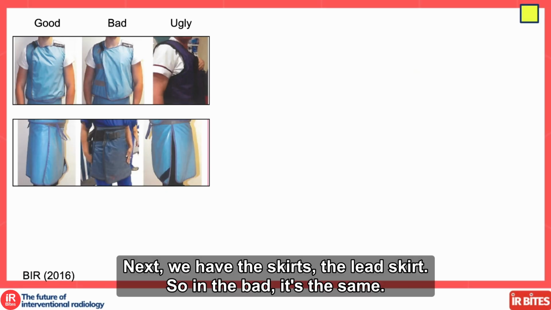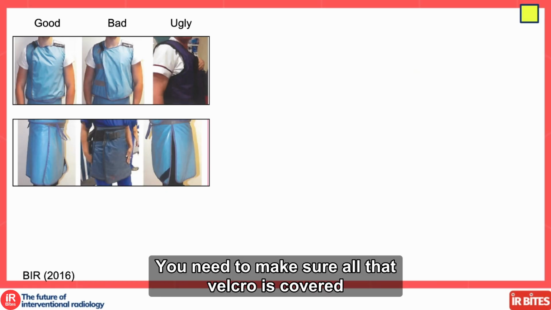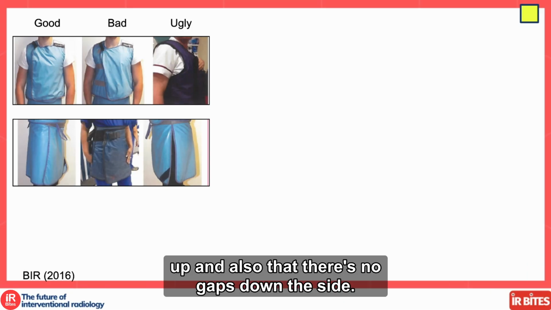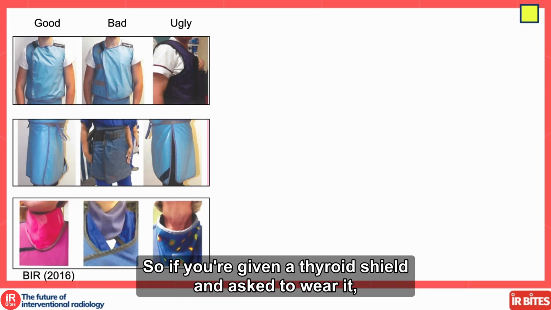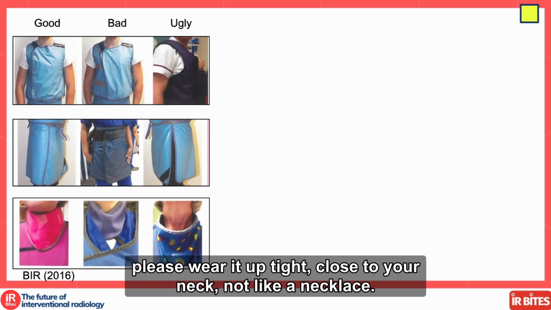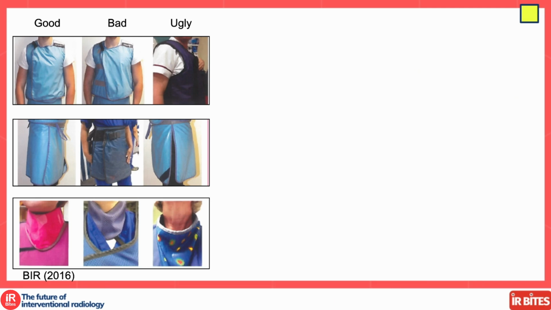Next, we have the lead skirt. So in the bad, it's the same. You need to make sure all that Velcro is covered up, and also that there's no gaps down the side. And then finally, thyroid protection. Your thyroid is particularly radiosensitive. So if you're given a thyroid shield and asked to wear it, please wear it up tight, close to your neck, not like a necklace hanging down.